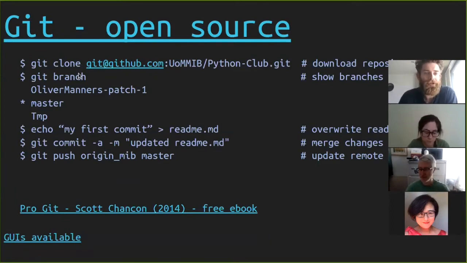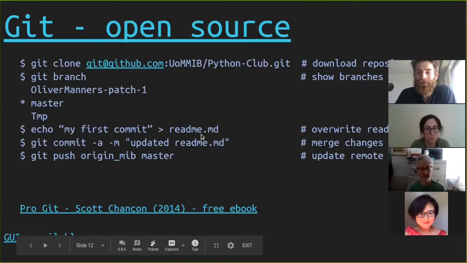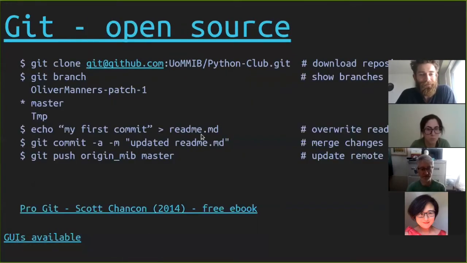I type git branch here to show all of the various branches in our Python Club repository. Oliver Manner's patch 1 was where Ollie cleared up a spelling mistake in one of the documents as a test to practice doing a pull request. Echo my first commit into readme.md. That overwrites the readme file, and then the commit merges that change with the master branch, and then the push writes that to the remote folder. But please don't actually do this because it will overwrite the readme and send it back to the server.